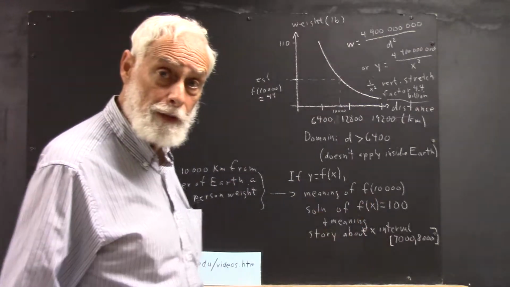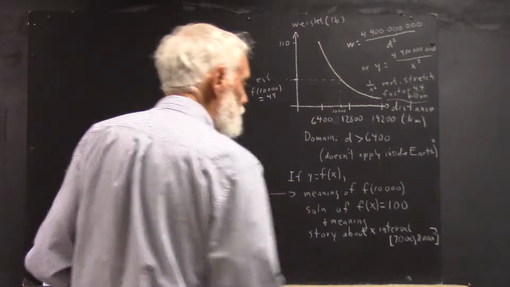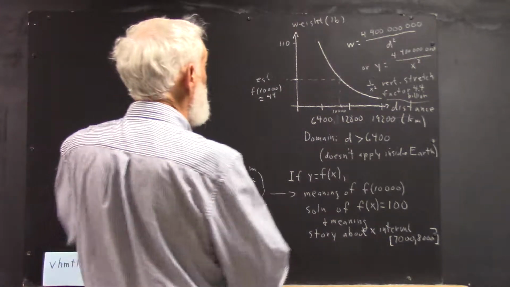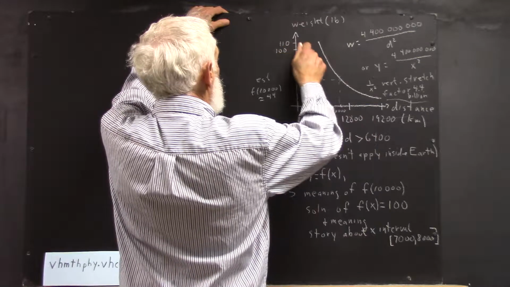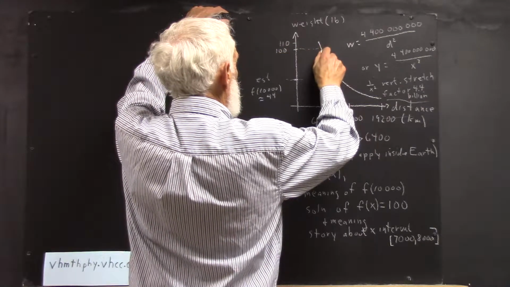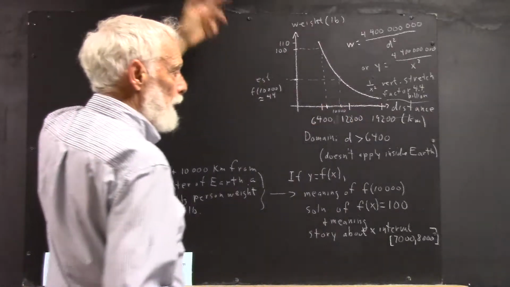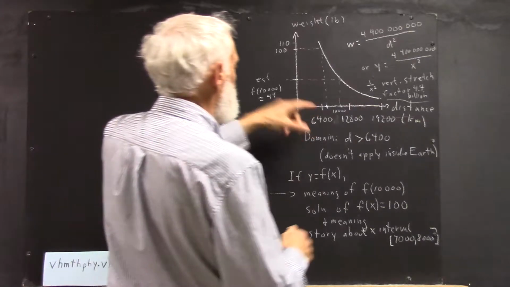That's the meaning of f of 10,000. Okay? The solution of f of x equals 100. What's the solution of that? Well, I hope everybody understands that that's what we get if we go to 100 here, project over here, and project back down. And I'm going to say we get about 7,000. Okay? So I don't have room to write that well.